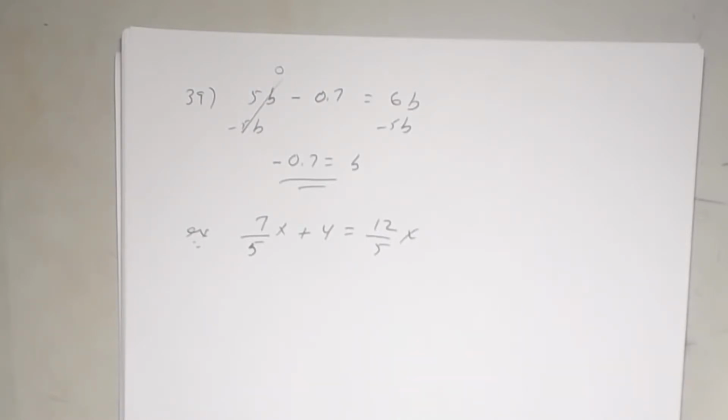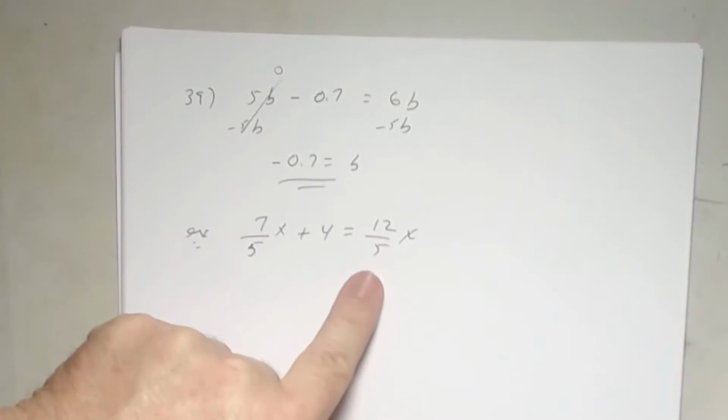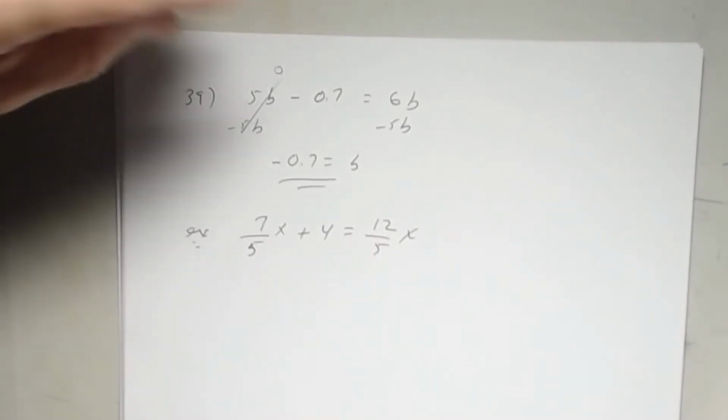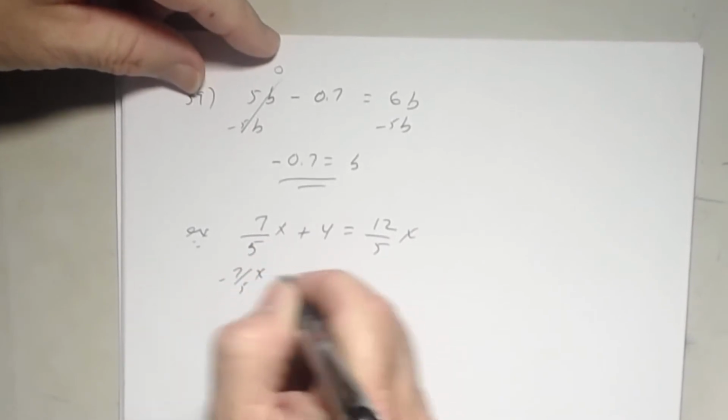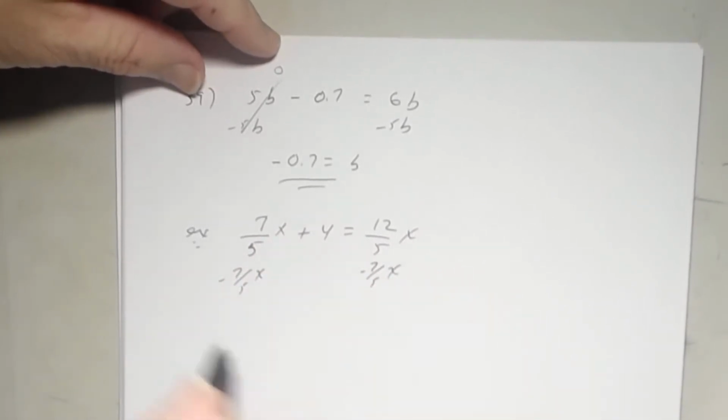Okay, so I have variable on both sides. What would you want to do to both sides? Subtract what? 7 fifths. That's the more efficient thing to do. Subtract 7 fifths x from both sides, because if you look at the coefficient here, that's 7 fifths, right? This is 12 fifths. Which one's larger? 12 fifths. So you can subtract 7 fifths x from both sides, and then combine like terms.